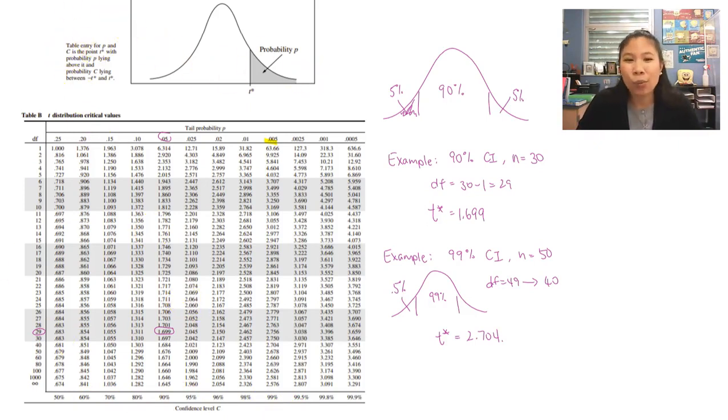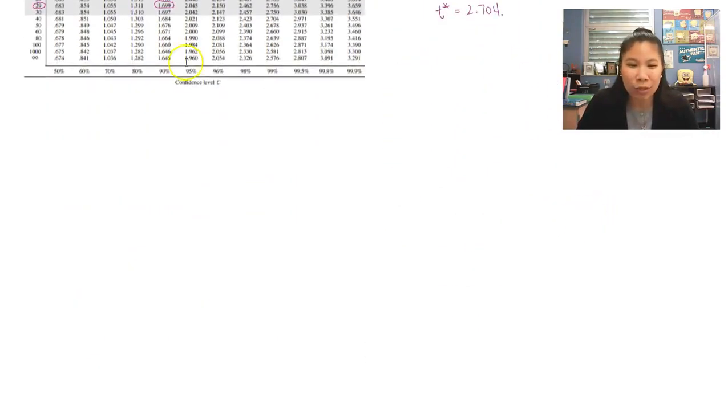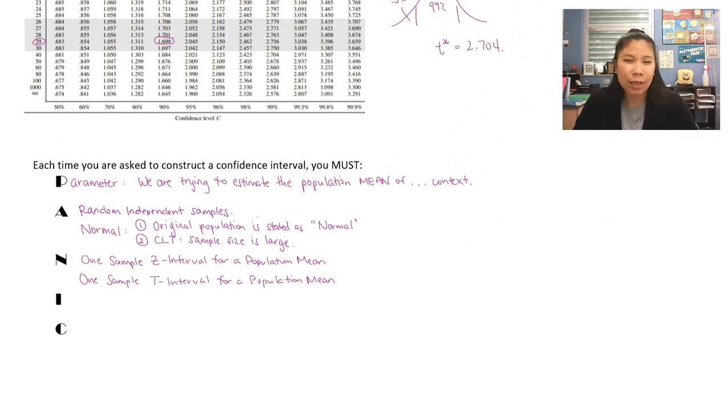Okay, so one other thing that I want to talk about for this section then. As we're calculating confidence intervals, we know we have to use that PANIC process. So most of it is the same. So the changes that really occur when we do our PANIC process is that for the parameter, you just need to make sure that you're stating you are trying to estimate the population mean, because last section we talked about a population proportion. Okay, make sure you include the context.